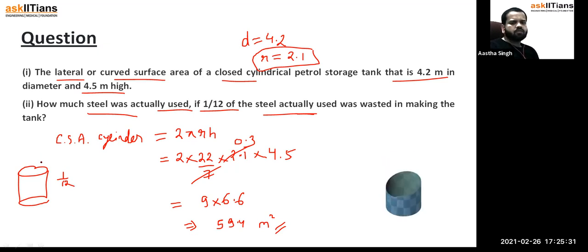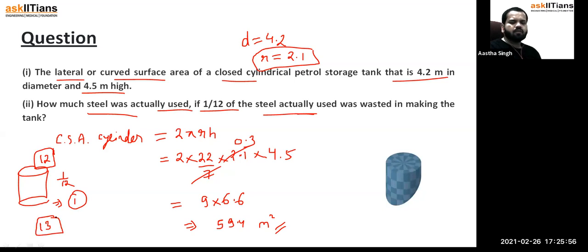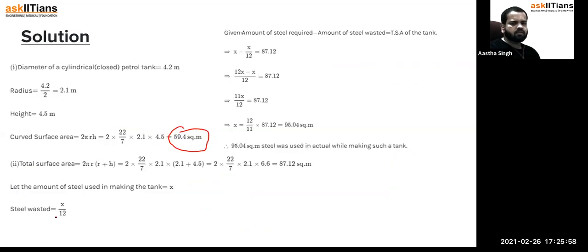Okay, so let's suppose that you are using 12, right? But while making the cylinder, you have wasted 1 by 12. It means you have wasted 1, right? So basically you have to calculate your 13 will be your total. The point is just look at the solution.